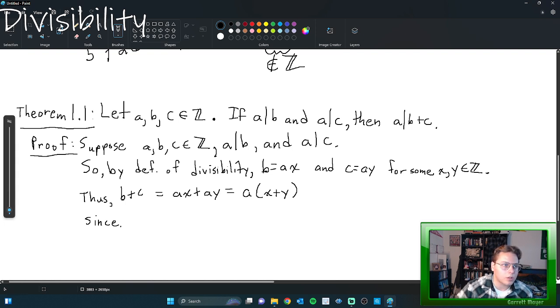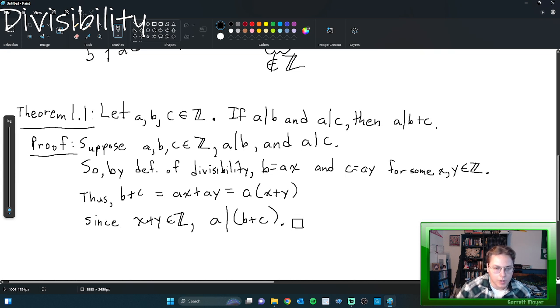So since X plus Y is an integer, then we know that A divides B plus C. Does that make sense? This is because B plus C can be written as A times an integer, so A divides B plus C.